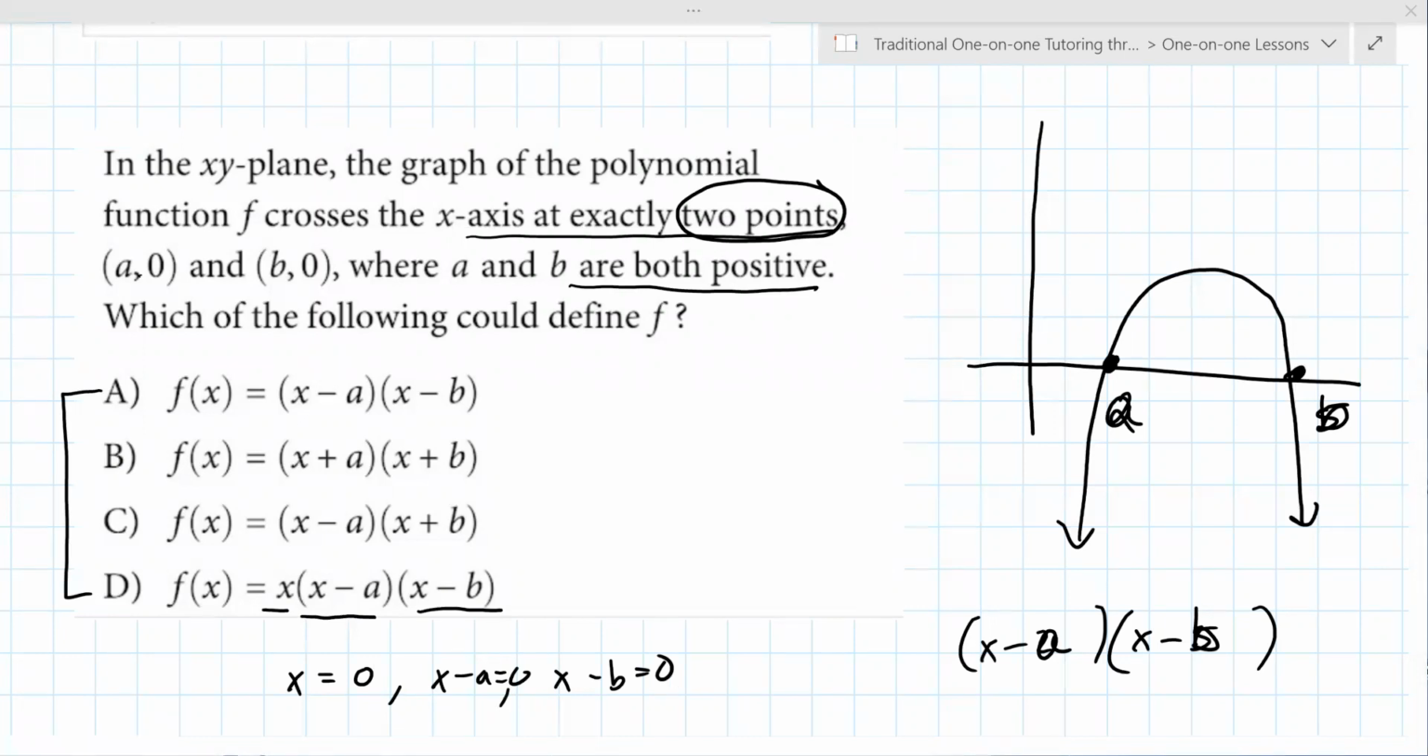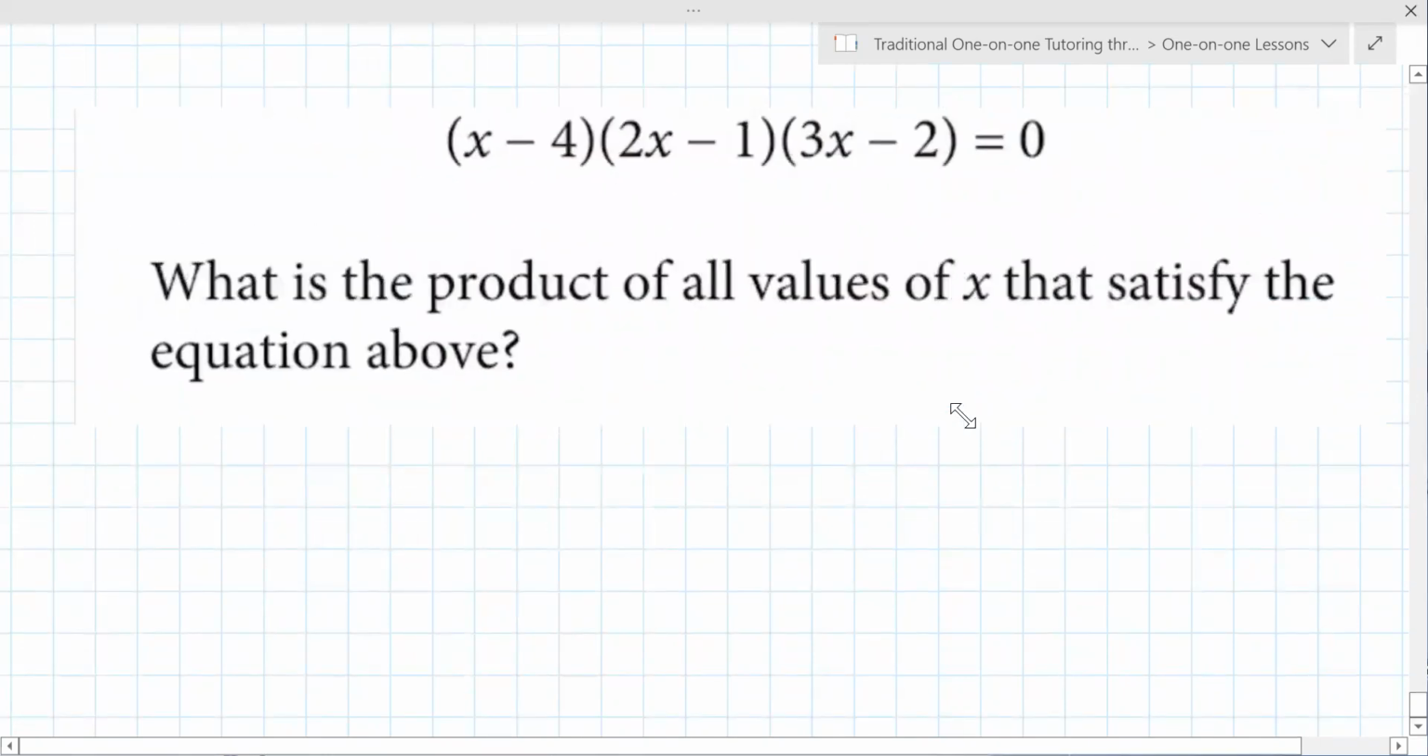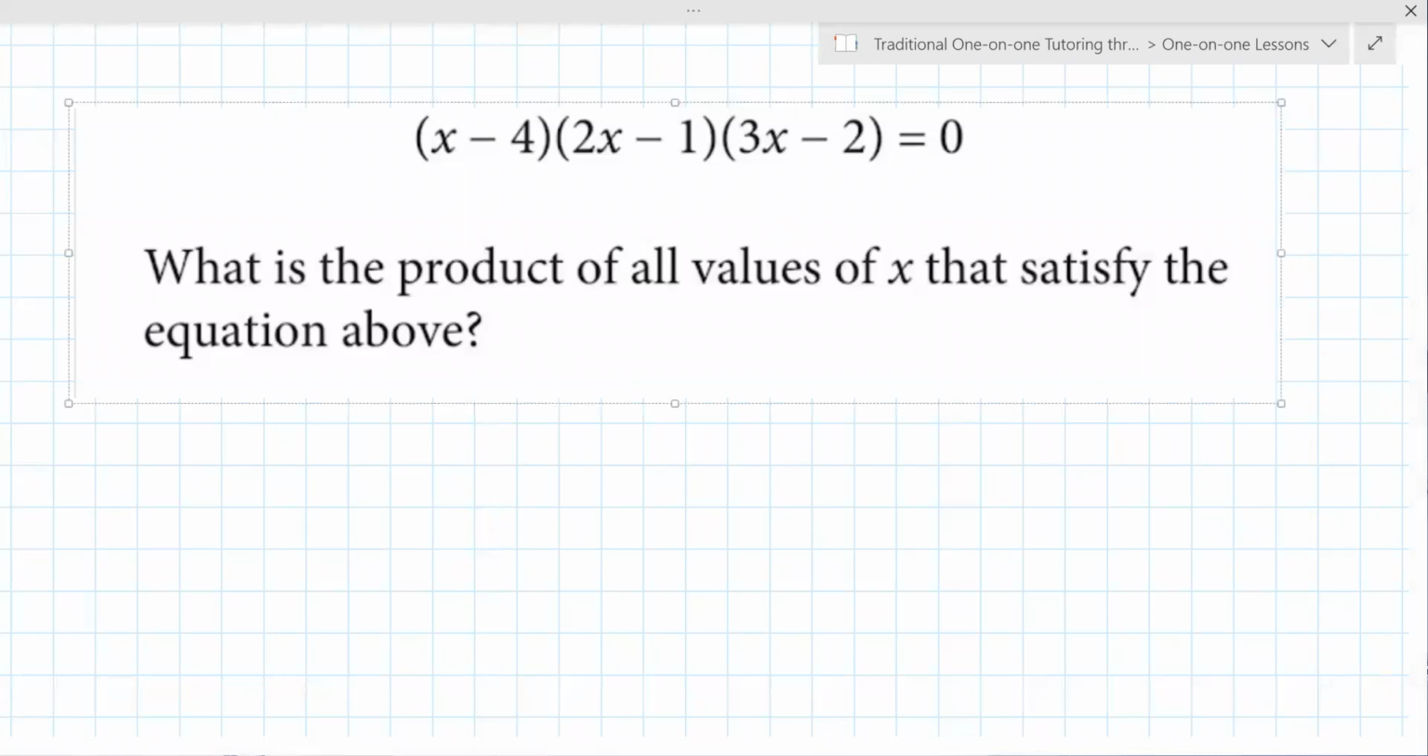All right. Let's have you try this one on your own, please. I just saw it and it's similar to one we've already done. Go ahead and give that a try, please. What is the product of all values of x that satisfy the equation above? So x equals 4, x equals 0.5, 3x equals 2.